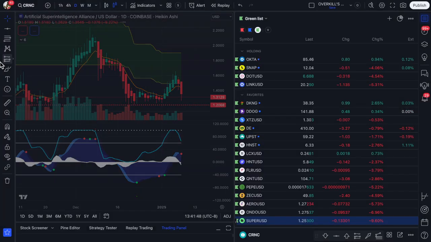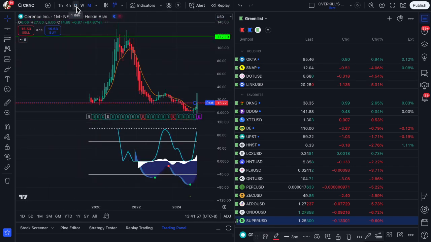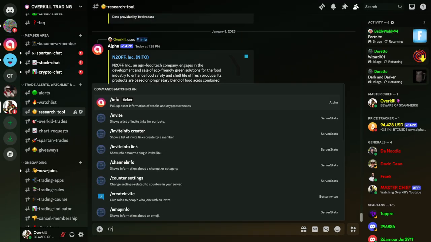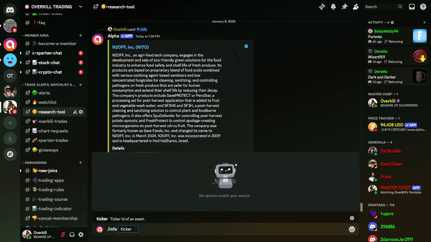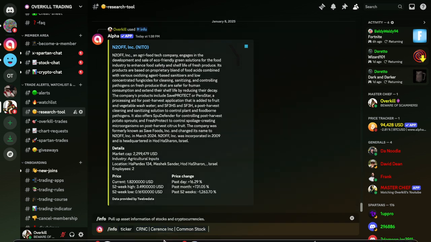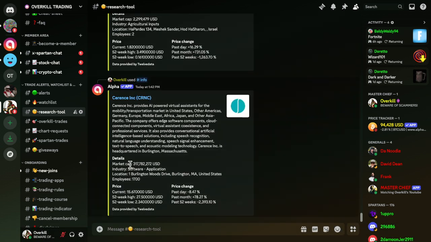CRNC. That one's got a red dot as well, trying to bounce there on the golden zone. It's a $15 stock. Monthly chart looks really, really good. What's this one? CRNC again. If you guys come over here to the research tool, if you don't know what a crypto or a stock is or does, just type in /info, hit enter, and then type in the ticker. CRNC. Okay, boom. And then it will pull up all the information about either the stock or the cryptocurrency.